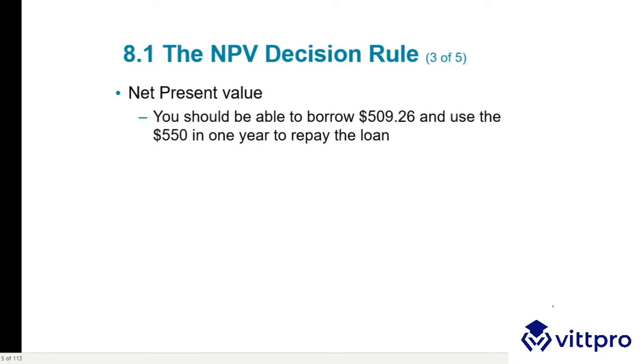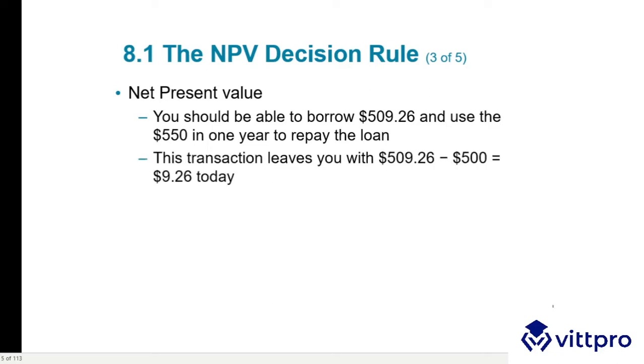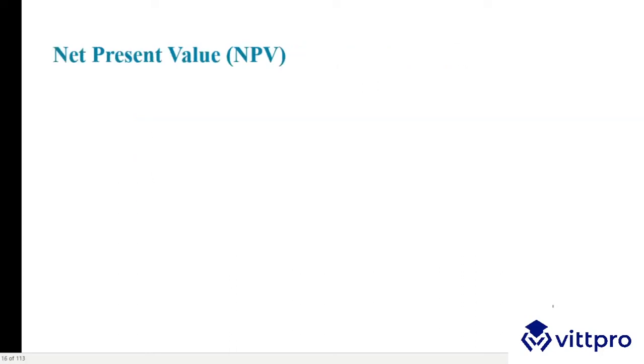Now the decision rule: you should be able to borrow $509 today and use that money to pay 550 in the future, and you spend $500 today, so you keep $9.26 today. You save it immediately already, right? So that is the net present value.